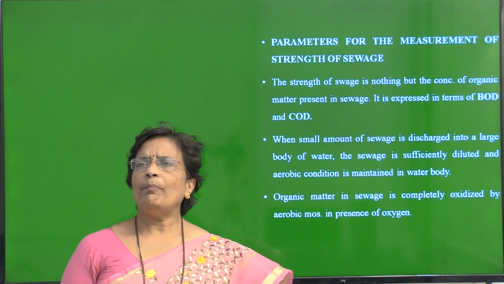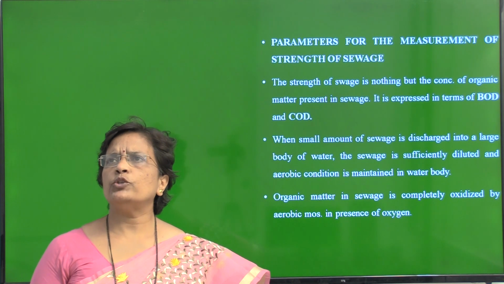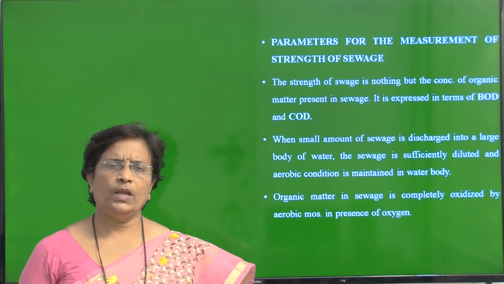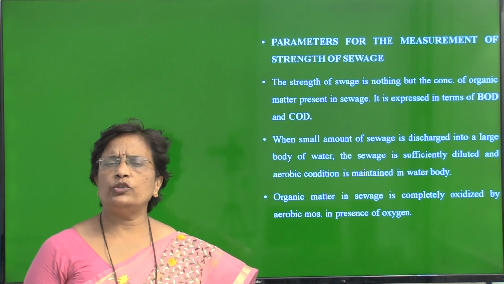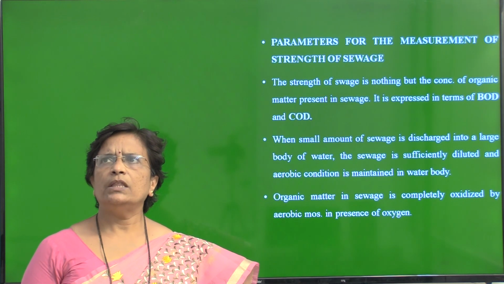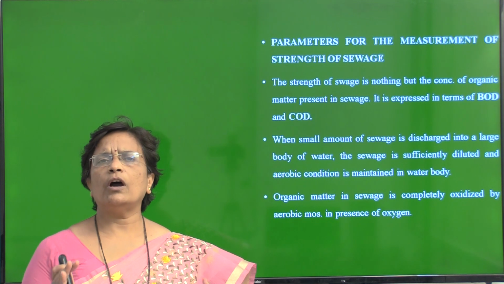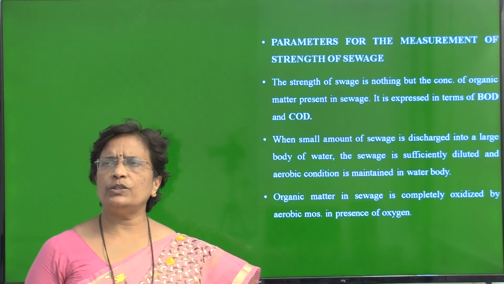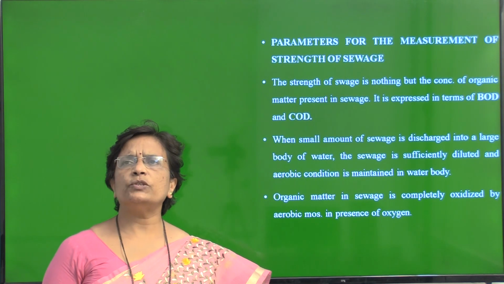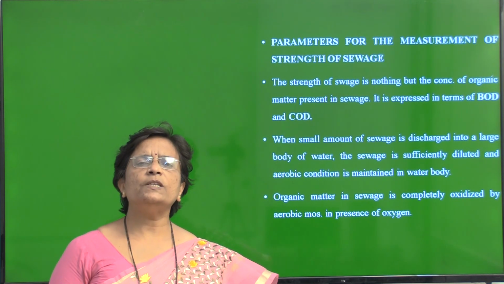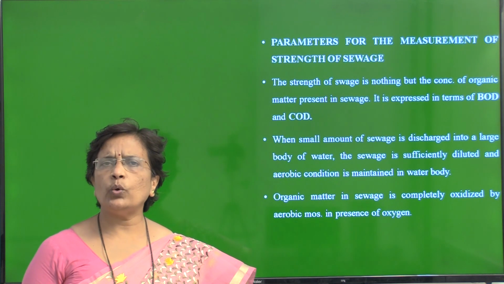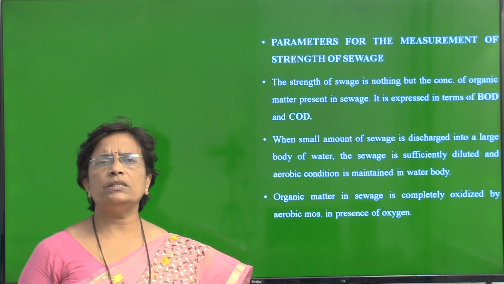Then, parameters for the measurement of strength of sewage. The strength of sewage is nothing but the concentration or the amount of organic matter present in the sewage, and this strength of sewage is measured in terms of BOD or COD.